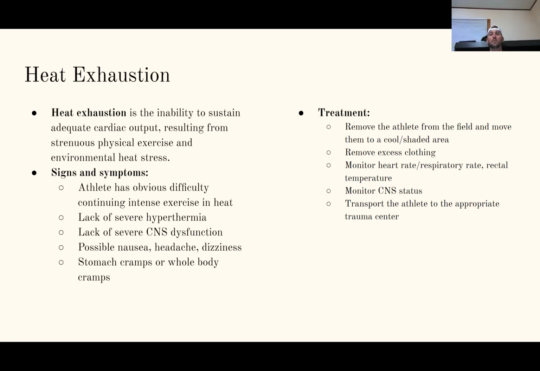So in case an athlete does have heat exhaustion, it's important to remove them from the field to a cool shaded area. Next, you can remove any excess clothing, and monitor their heart rate and respiratory rate. Generally in heat exhaustion situations, we want to get a rectal temperature to see what the core temperature is. While doing all that, we can monitor the athlete's central nervous system status. And then once we get their core temperature below 104, it's important that we get them to the nearest trauma center.